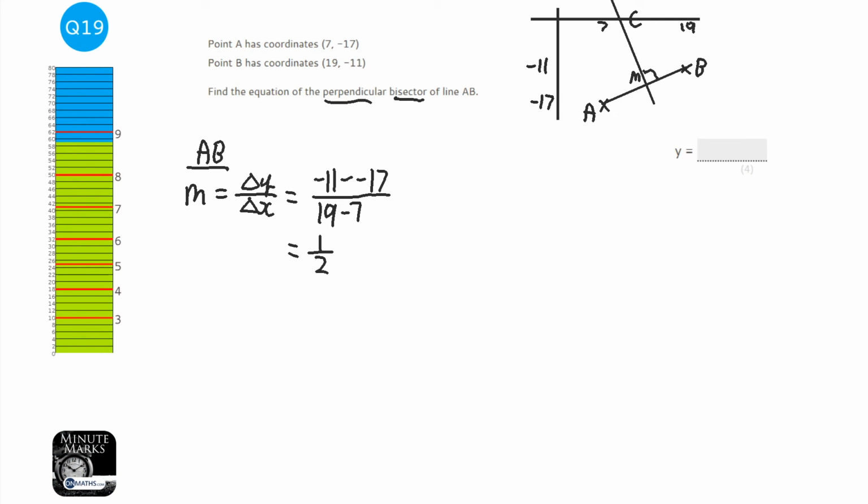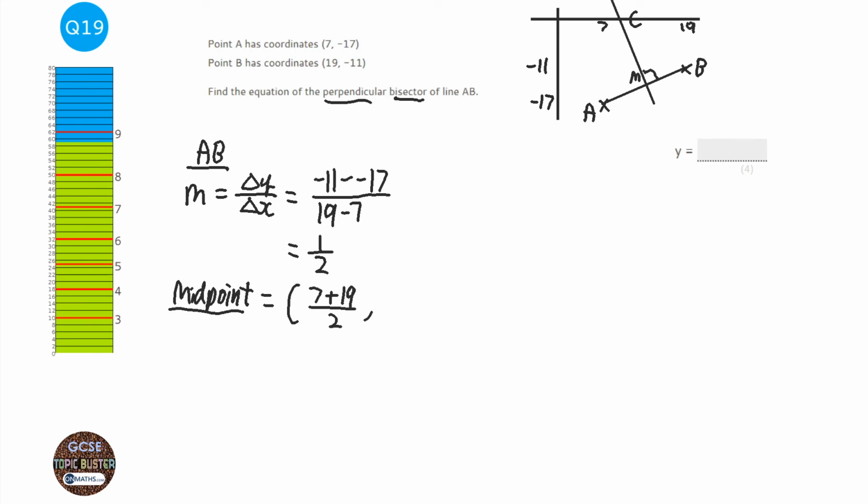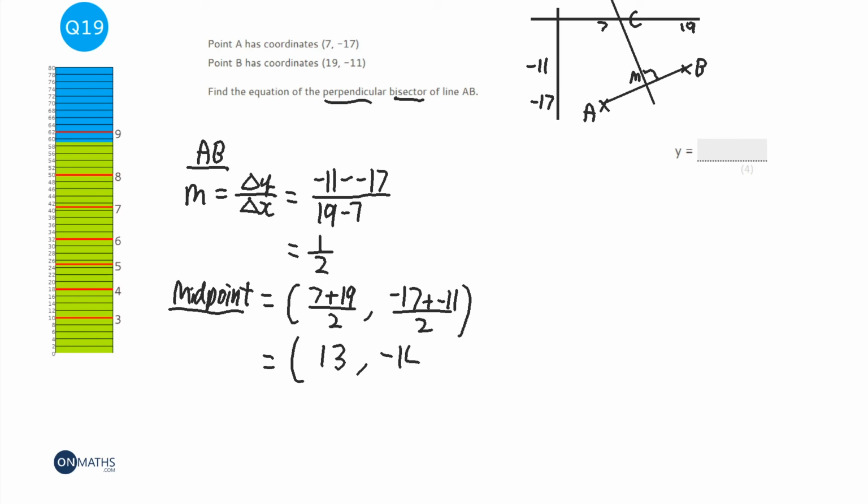Next I need to find the midpoint, because we know that that's also a point on line C. So the midpoint is going to be the average of the x's, so 7 plus 19 over 2, and then the average of the y's, so minus 17 plus minus 11 over 2. So we're basically just finding the halfway points. Now, obviously 7 plus 19 is 26, divided by 2 is 13, but you might have just noticed that 13 is halfway between 7 and 19. Same with the others. Halfway between the two of them is going to be minus 14.